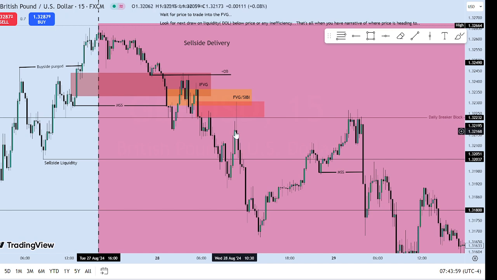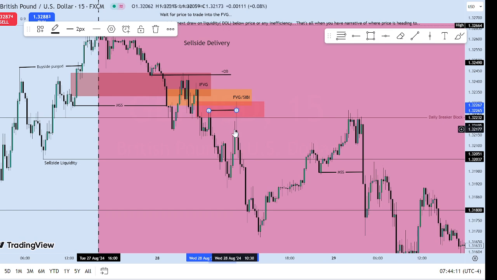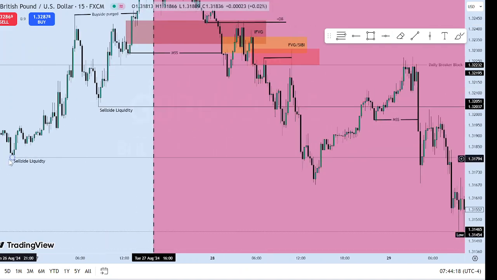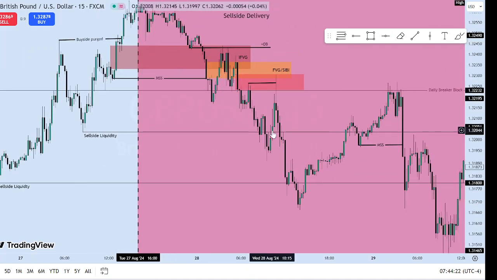This body candle did not close up here. It was only the wick that took the sell side, buy side liquidity here above. So we can see short again. You can see sell. Where is it going to take this sell side liquidity? Because we are in sell delivery.